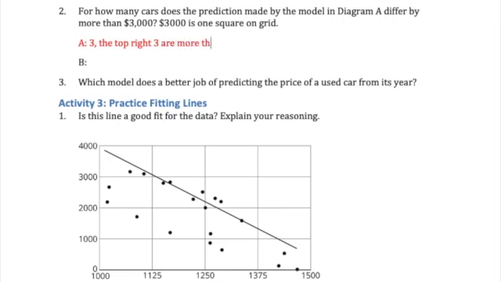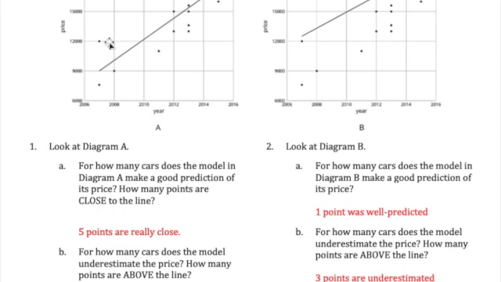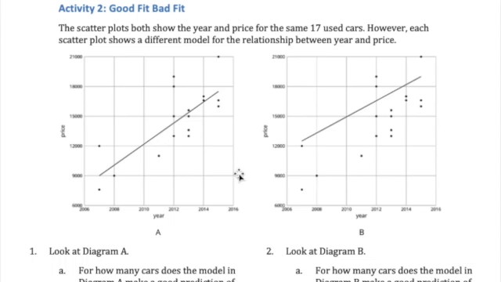The top 3 are more than 3,000, one full box away. And if you were like, nah, that one's more than 3,000, or that one's more than 3,000, that's fine. Just remember to use that same metric for the next graph. So you got 3 that are really far away. In graph B, all right, these first 2 are already more than a block away. So I got 1, 2, 3.